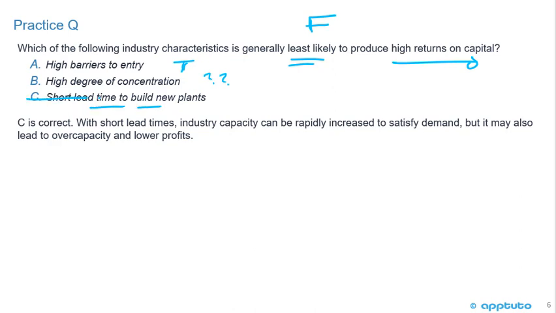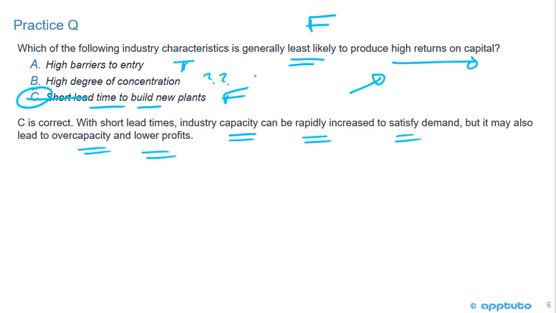No, if there's a very short lead time to build new plants, that means there's going to be very intense competition. If there's intense competition, it's not likely to produce high returns on capital. So in that case, I know I'm looking for the least likely, I'm looking for the false. I know that C is correct. With short lead times, industry capacity can be rapidly increased to satisfy demand, but it also may lead to overcapacity and lower profits. So a good little question.